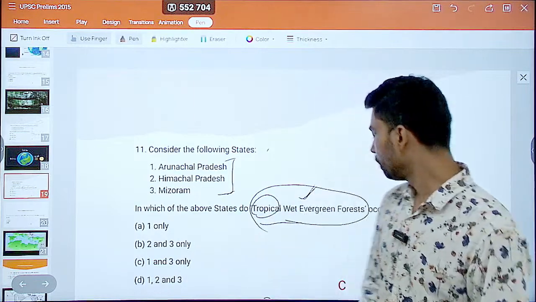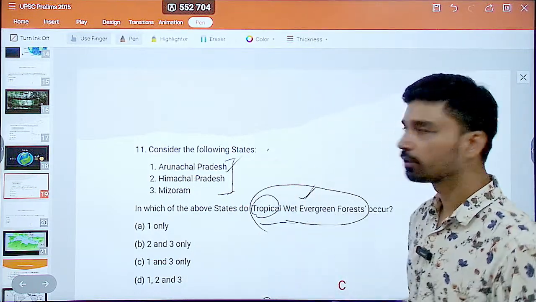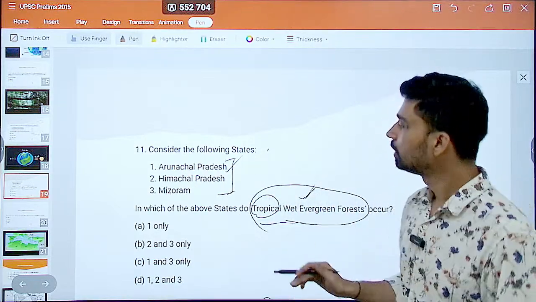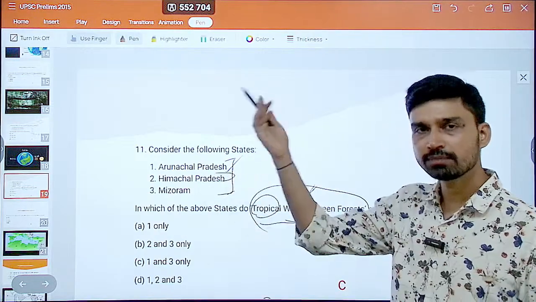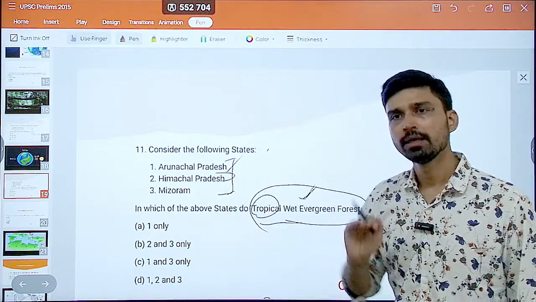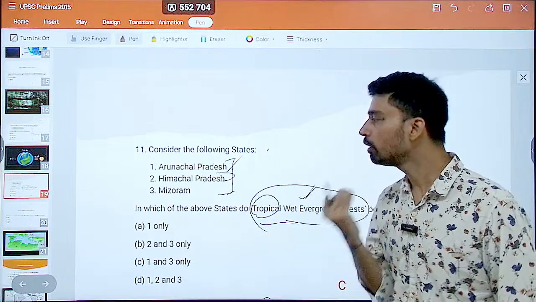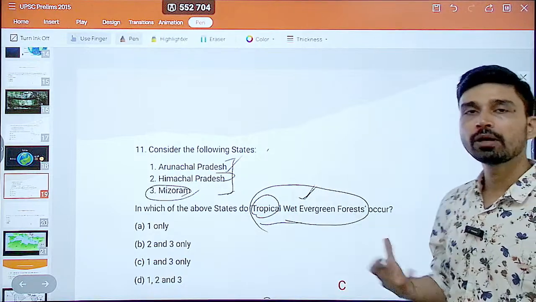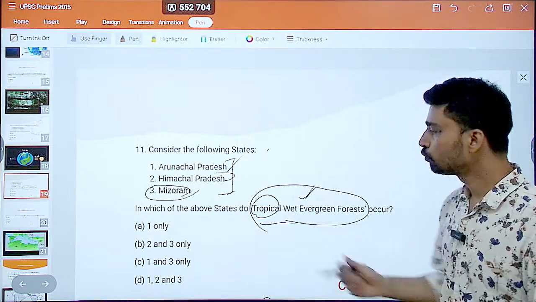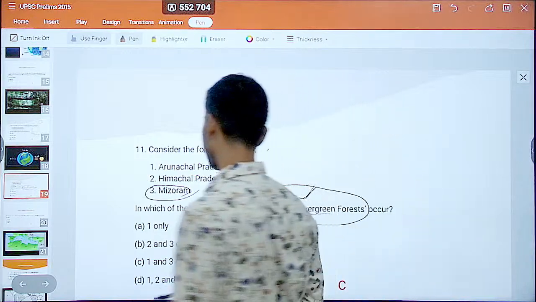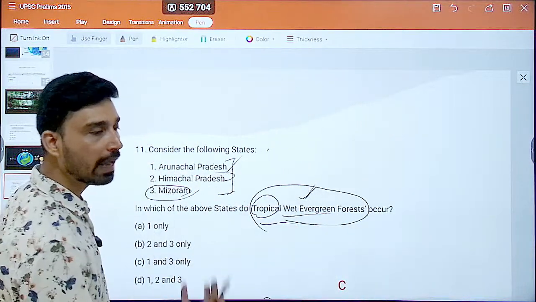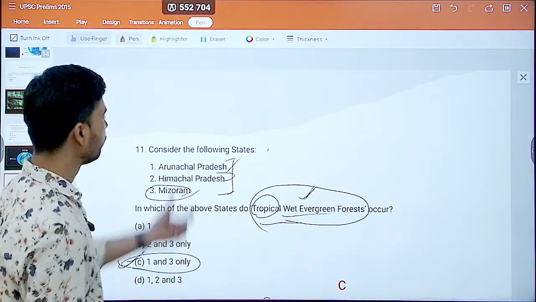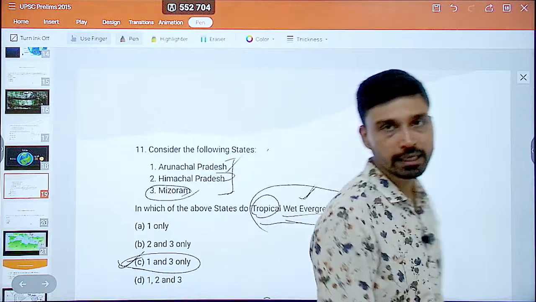Because if you know the latitude where these states are situated, we can understand the pattern of rainfall. Arunachal Pradesh is situated in the northeastern part of India, and I know that heavy rainfall happens here. Himachal Pradesh is a Himalayan state situated in the western part of the Himalayas, and I know that in these regions the amount of rainfall is less. Mizoram similarly is also situated in northeastern India, where we have abundant heavy rainfall. Since these forests require heavy rainfall, the correct answer should be C, 1 and 3 only, where you will find the tropical wet evergreen forest.